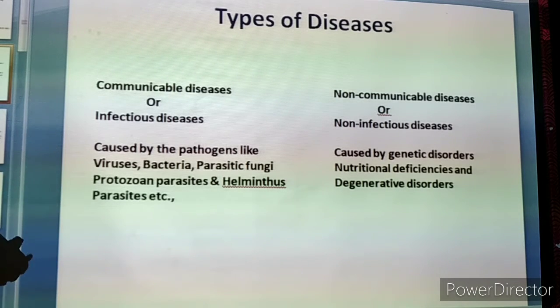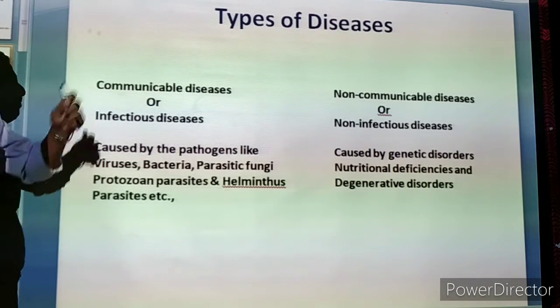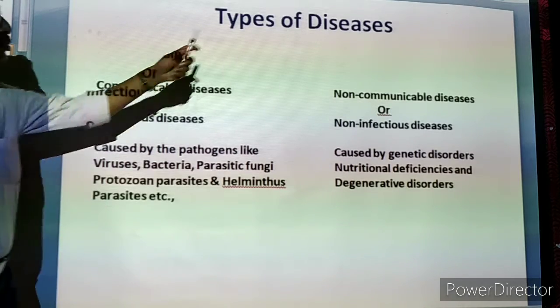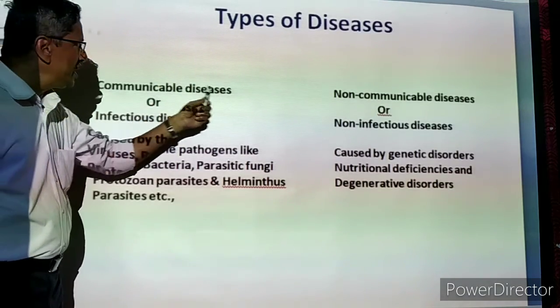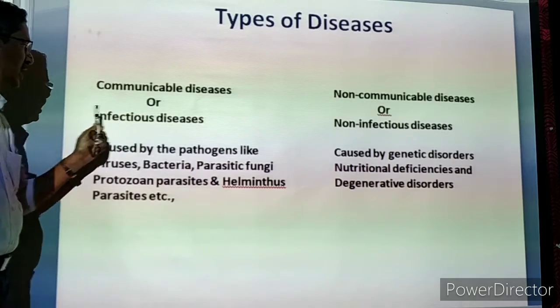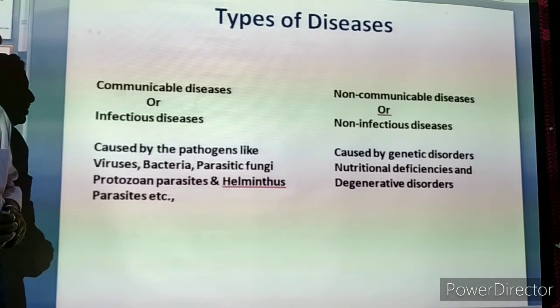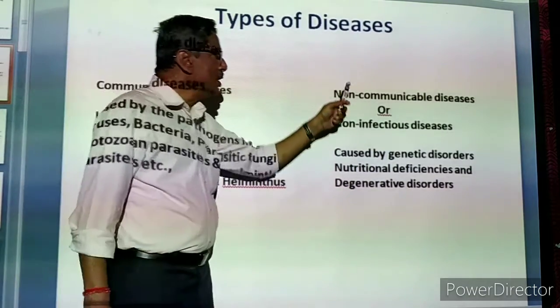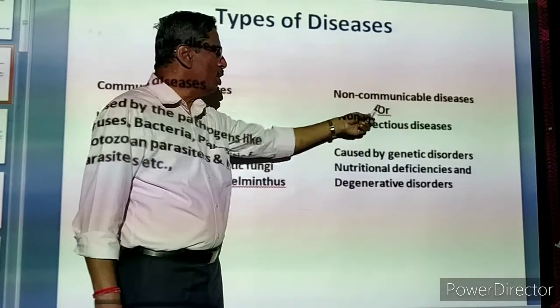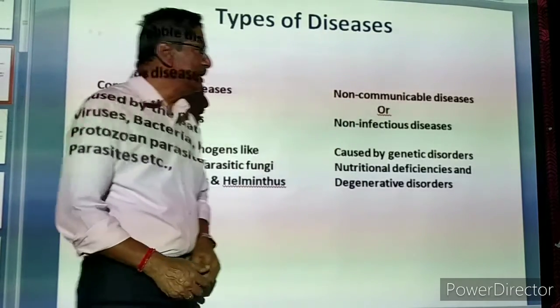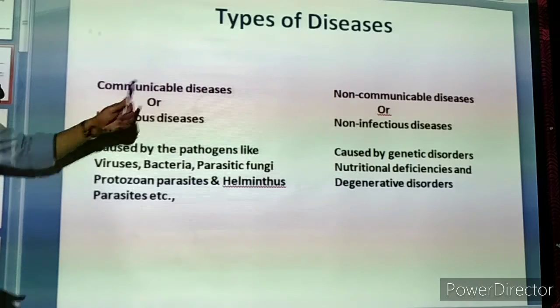So many diseases, hundreds of diseases are there. But everything can be classified into two major groups. First is communicable diseases or infectious diseases. The second group is called non-communicable diseases or non-infectious diseases. First I will come to the communicable.